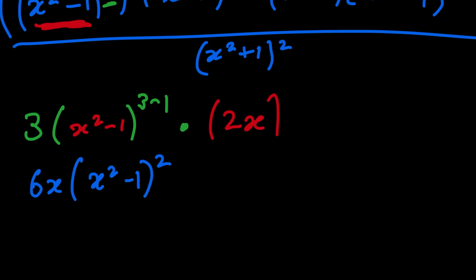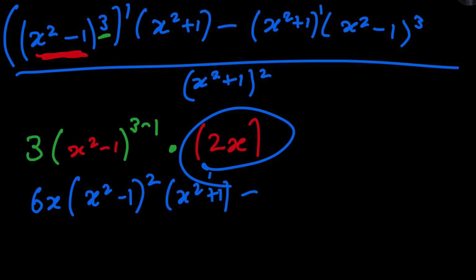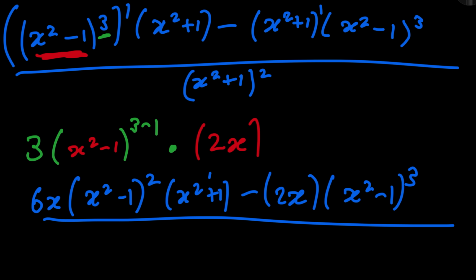Now we just have the easy part left. Okay, we remember to put back the rest of the function. So we get times x squared plus 1 minus, and then we take the derivative of x squared plus 1. We just did that, it's 2x. So 2x, and then we leave x squared minus 1 whole cubed the same, and then we divide that all by x squared plus 1 whole squared.